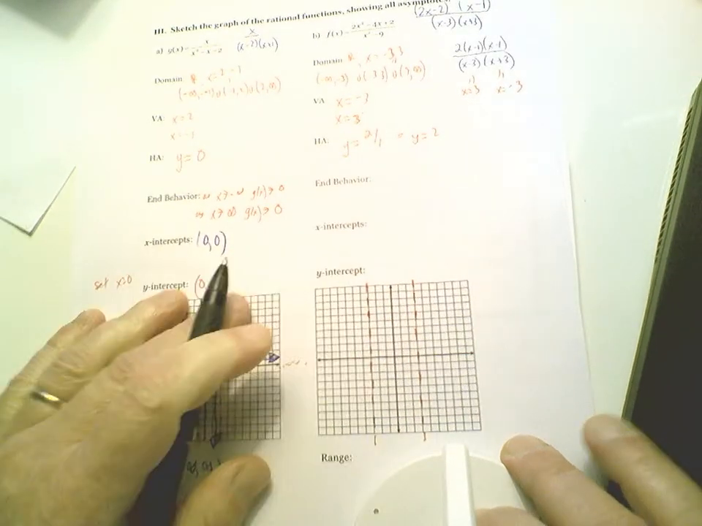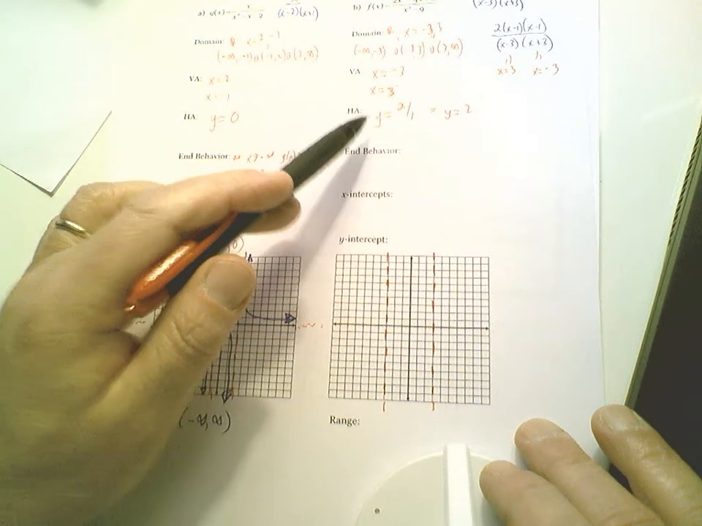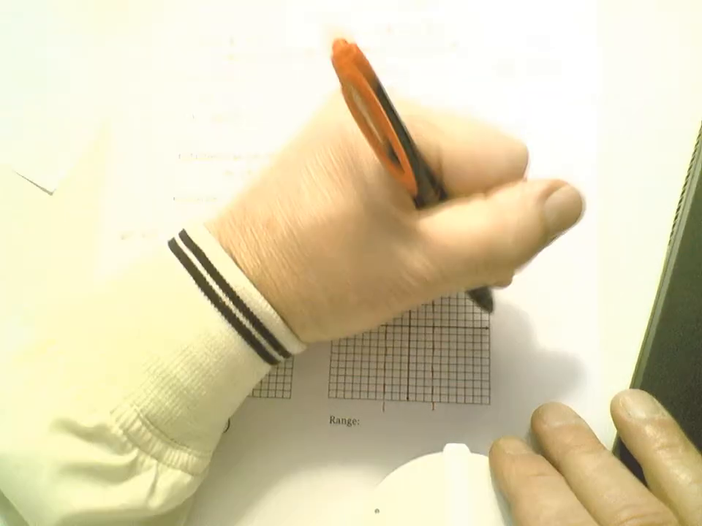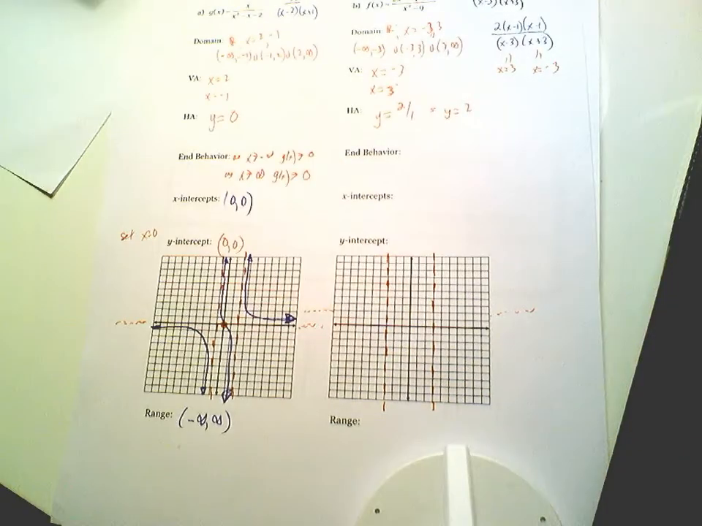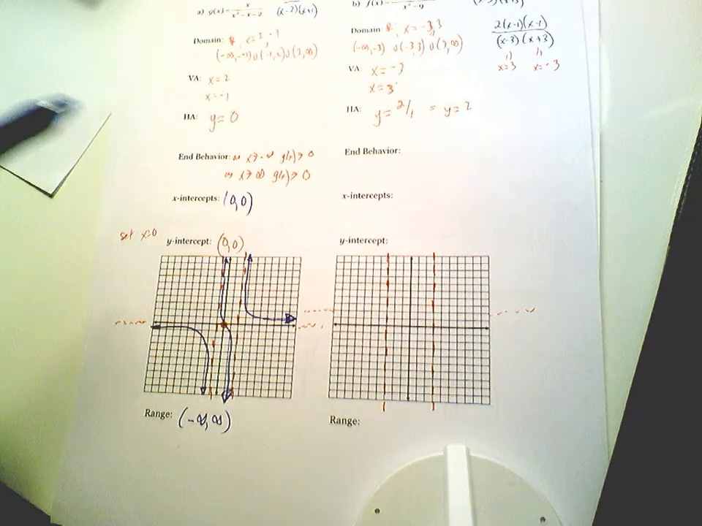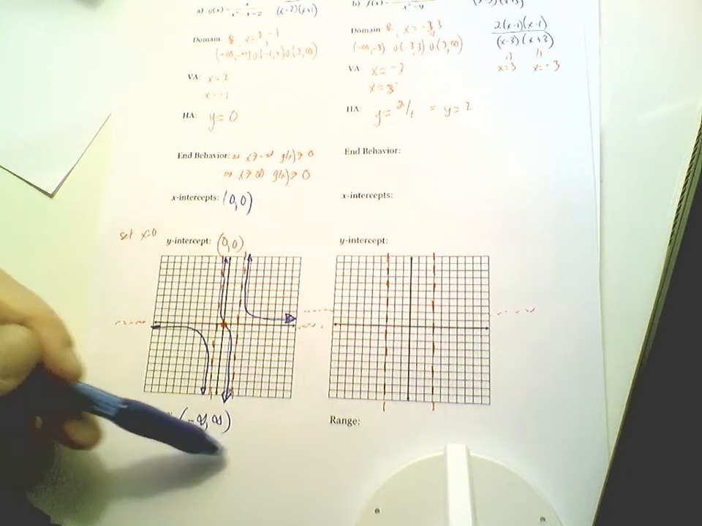Great. Horizontal asymptote, y equals 2. I'll go ahead and dot again. Now, there might be one interesting thing that you kind of noticed. We'll talk about this just very quickly. I can go through a horizontal asymptote. Just kind of make note of that.